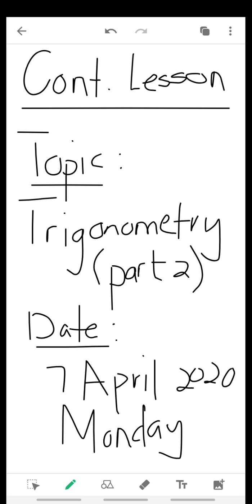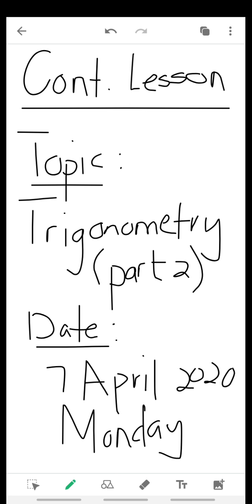So this lesson is dated 7 April 2020, which is a Monday, and it's mainly for grade 10 learners. Okay. However, grade 11 and 12 may also use this as a starting point for basics.